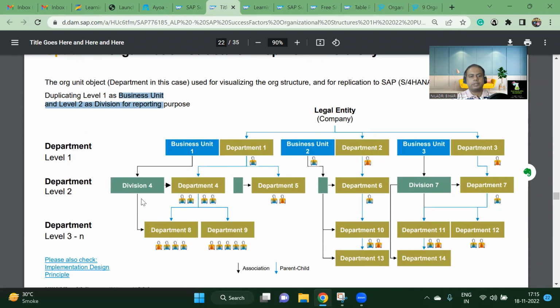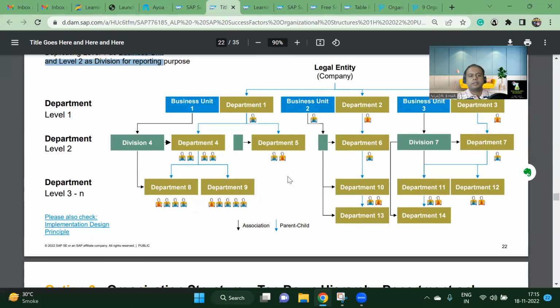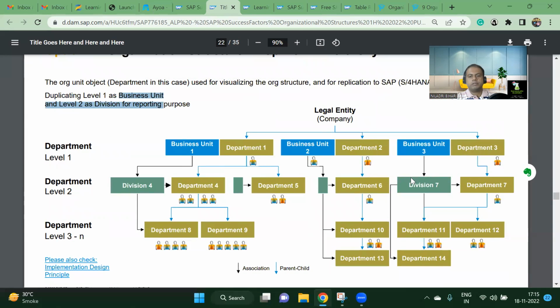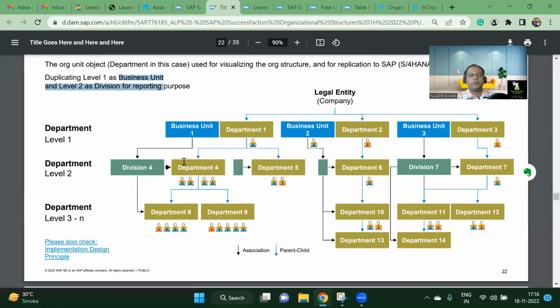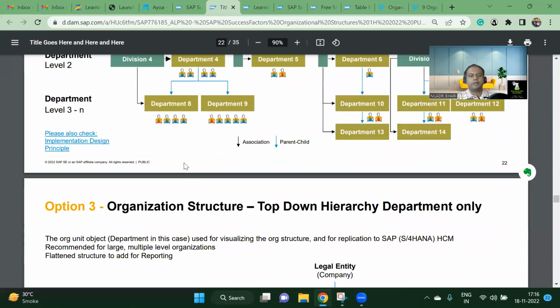Under the division we have department, right? And similarly, you can see there is also a department below all these: business unit, division, followed by department. So these are how they are linked with each other. There are some associations. If there is a parent-child relationship, you can see it is marked by the blue color, right? So this is how a top-down hierarchy can be designed in another way.